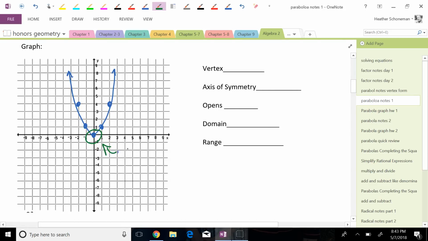This point right here is called the vertex of the graph. That point is important because it's where the graph changes direction. So that vertex point is the point (0, 0).